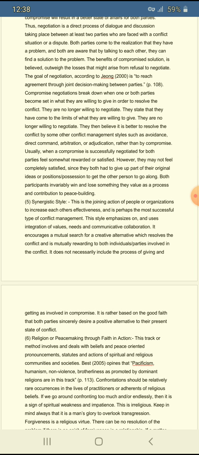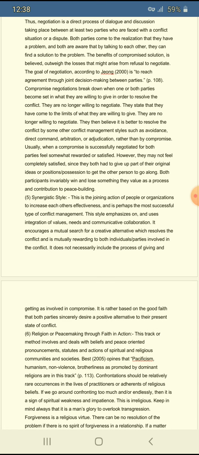And number 5 is synergistic style. This is the joining action of people or organizations to increase each other's effectiveness, and is perhaps the most successful type of conflict management. This style emphasizes and uses integration of values, needs, and communicative collaboration. It encourages a mutual getting as involved in compromise. It is based on the good faith that both parties sincerely desire a positive alternative to the present state of conflict.